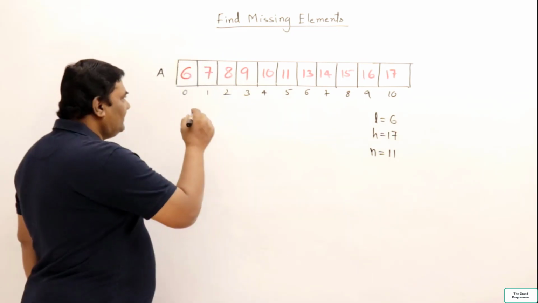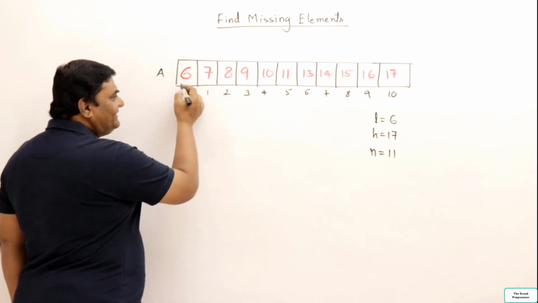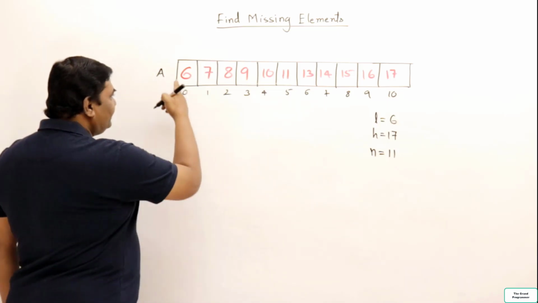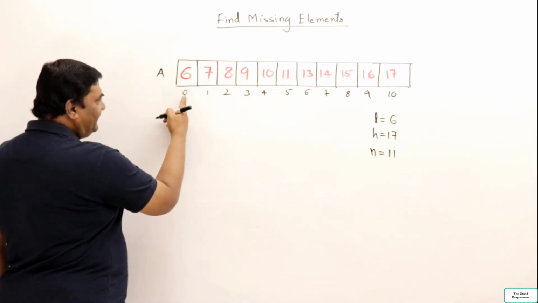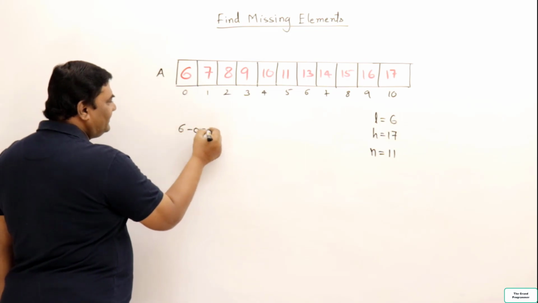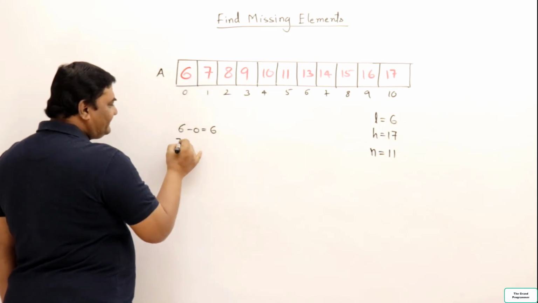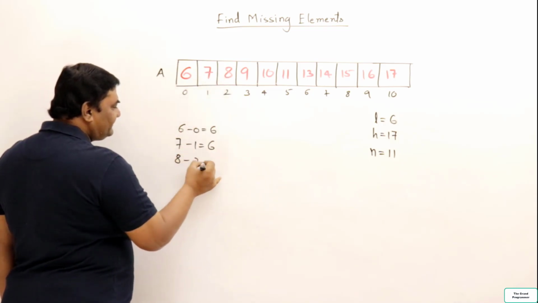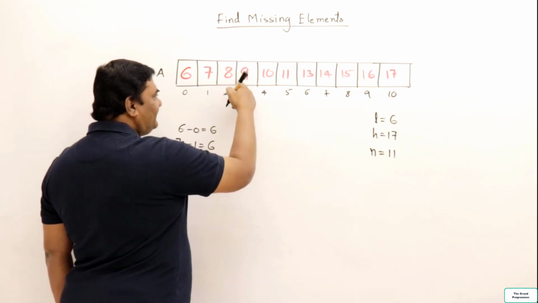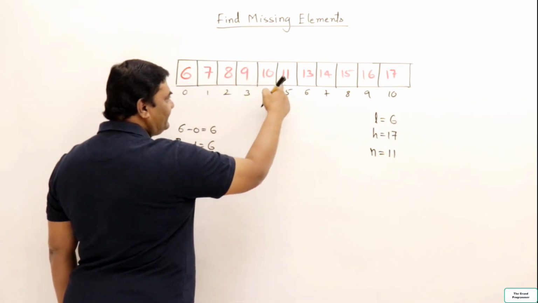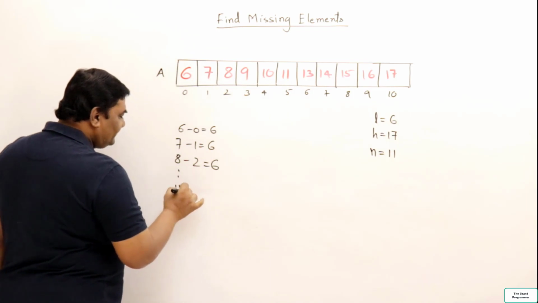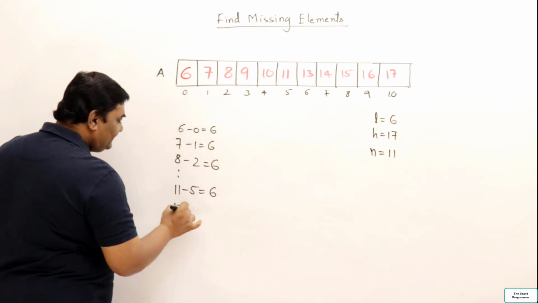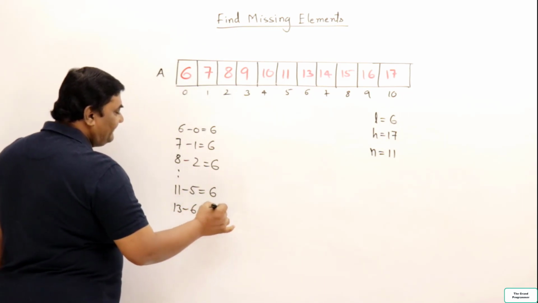See, the procedure is, if you take the indices, you can easily find out which number is missing. So here indices can help us. See, the difference between the first element and its index is 6 minus 0, which is 6. Next number and its index, 7 minus 1 is 6. 8 minus 2 is 6. So for every number, if I take the difference, it is 6. 11 minus 5, that is also 6. Then 13 minus 6. 13 minus 6 is not 6, it is 7.